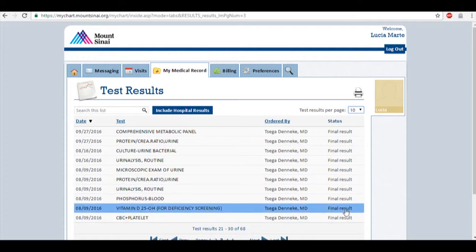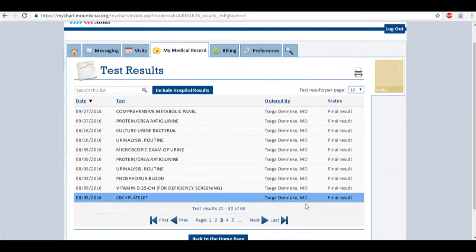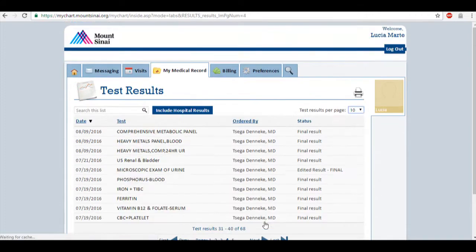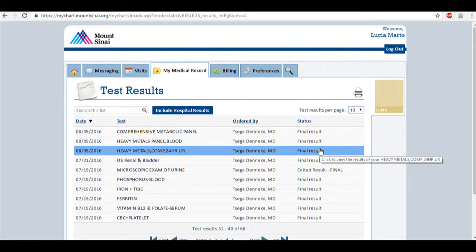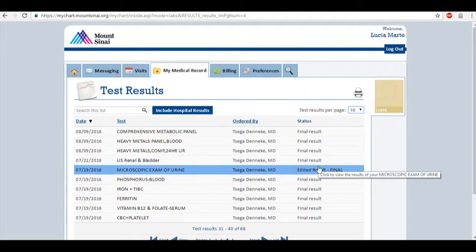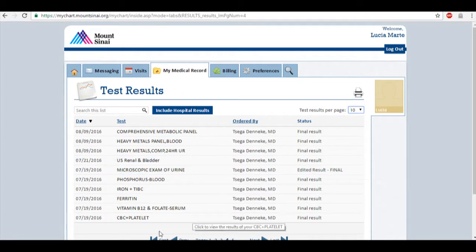We're going on. Let me go back to that one. You see here, do you see over here it says final result? And over here someone edited in the result for this one. Once again, I didn't receive the result.